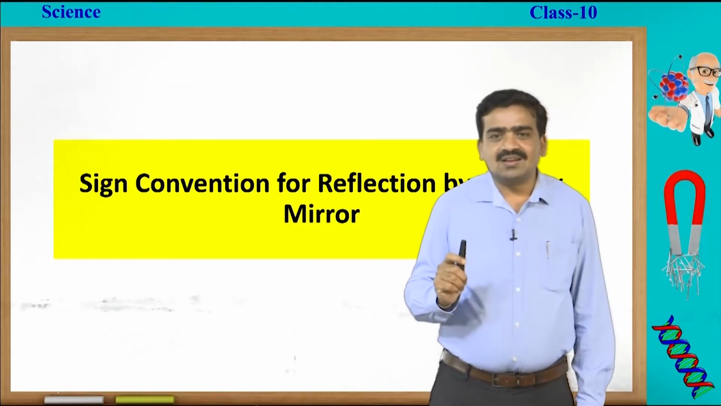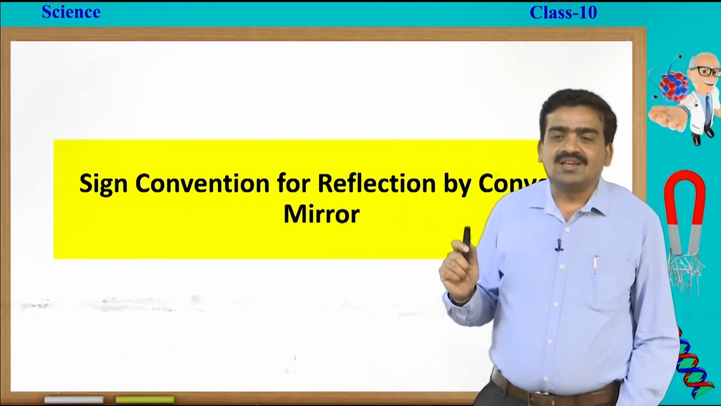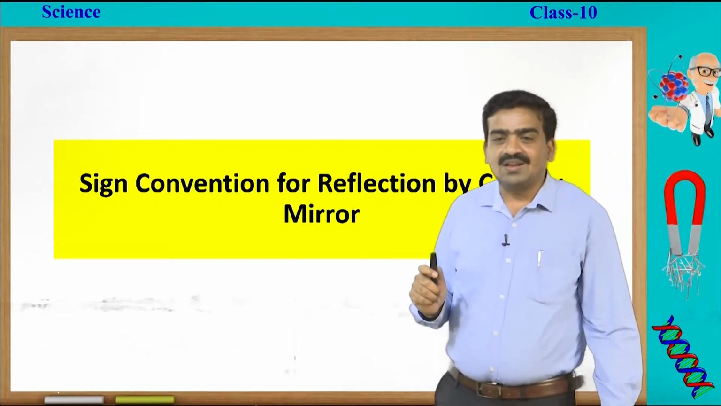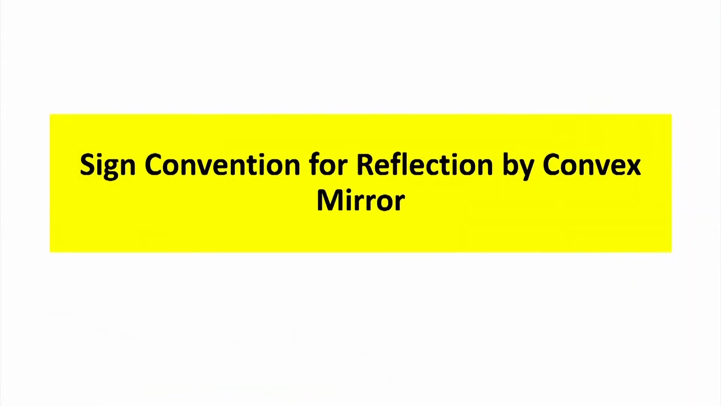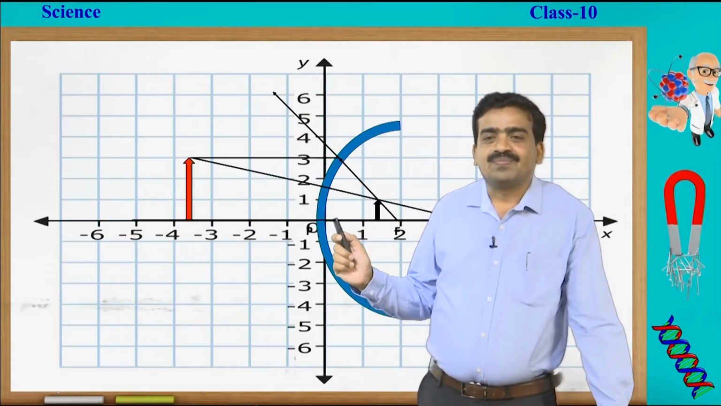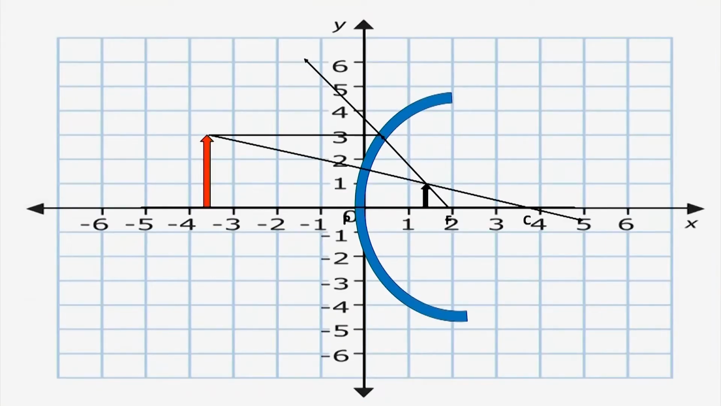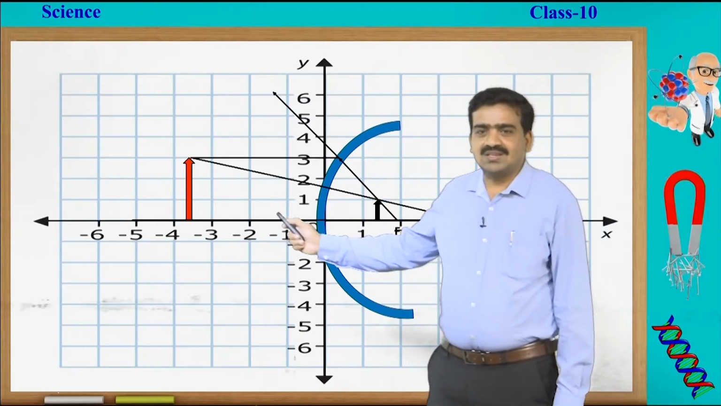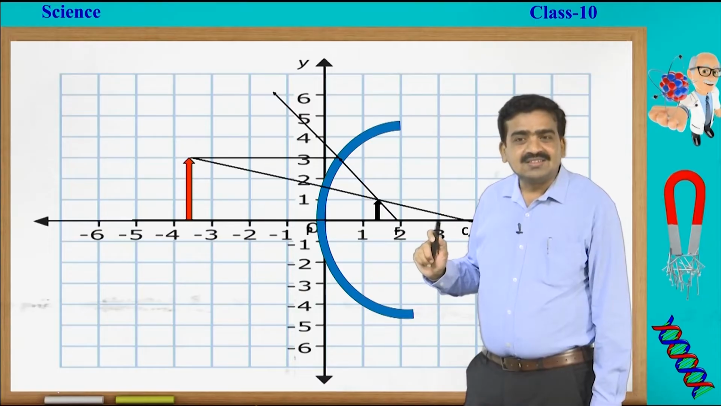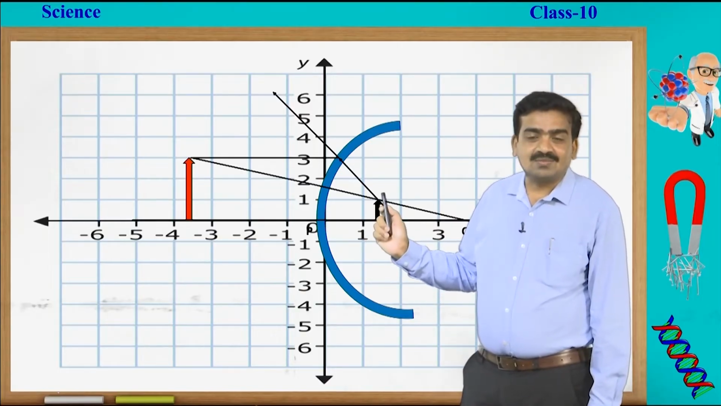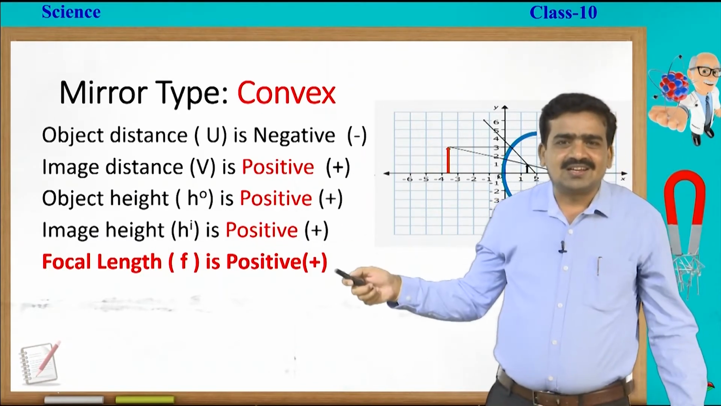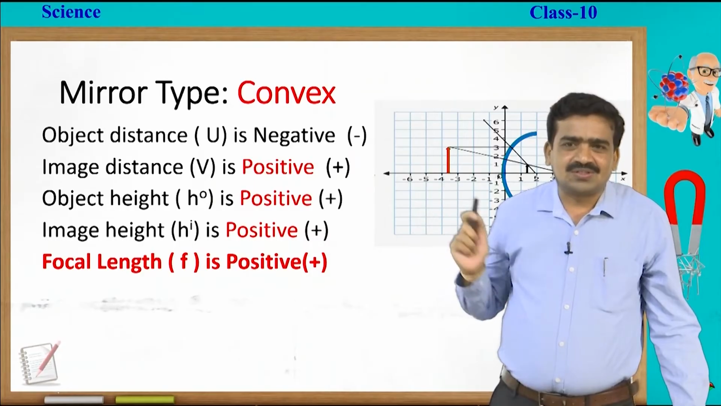So, let us learn the sign convention for the reflection by convex mirror. Now, we have learnt about concave mirror. Now, let us learn about convex mirror. Just remember how the image is going to be formed in case of convex mirror. Here, see the location of the object and formation of the image, as well as the focal length, position of the object, height of the image and all. If we observe this picture, we will get all this data. So, just observe the picture carefully.